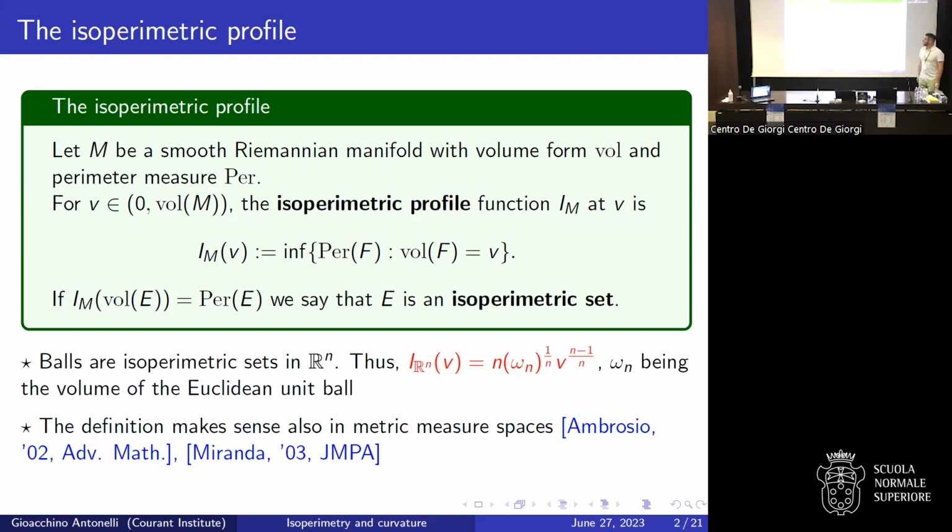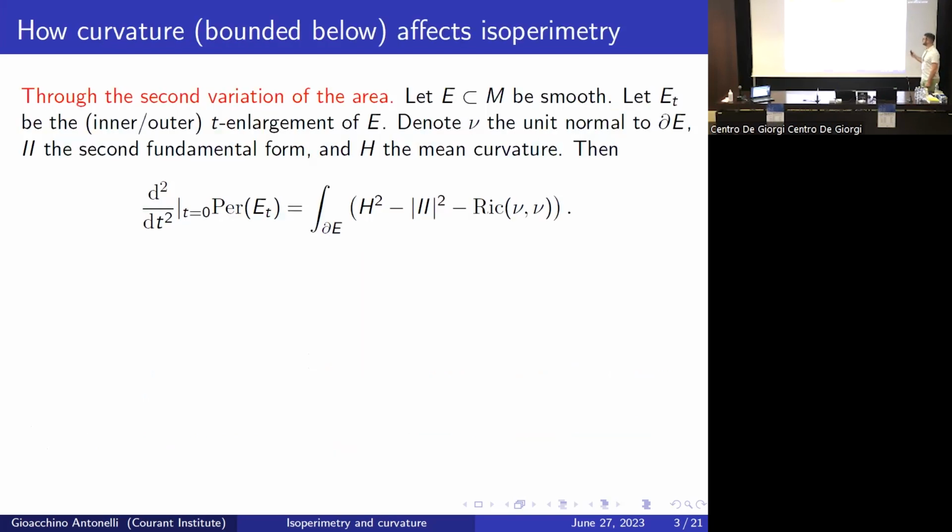Okay, so it's here. And I'll stick to Riemannian manifolds, but the definition of perimeter and isoperimetric profile makes sense in arbitrary metric measure spaces, after the theory developed by the seminal works of Ambrosio and Miranda in the early 2000s. Cool.